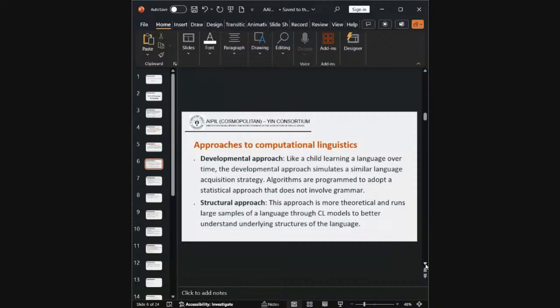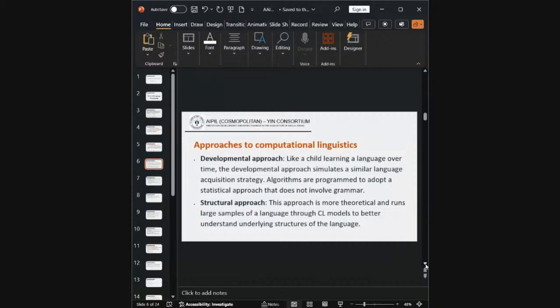And the first one, you use a developmental approach. Let's just read through. It said, like a child learning a language over time. The developmental approach, what does it simulate? Similar language acquisition strategy. They start to learn using monosyllables. From monosyllables, they start to combine different words together. And as they combine the different words together, it makes short phrases. And then we have good sentences. And then we begin to decipher the sentences to make sure we have meaning. And then you can understand the child.